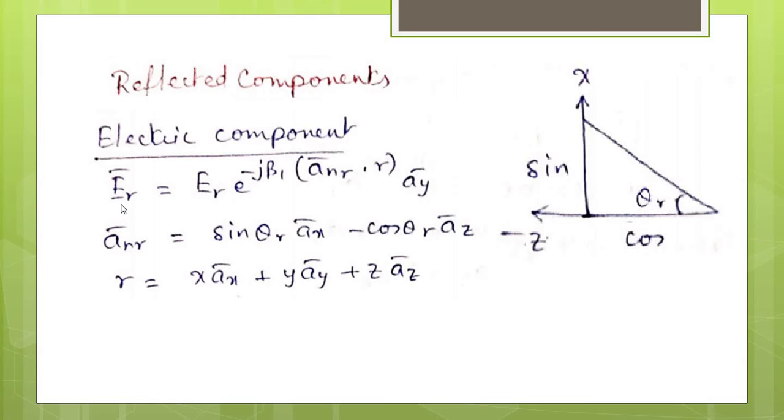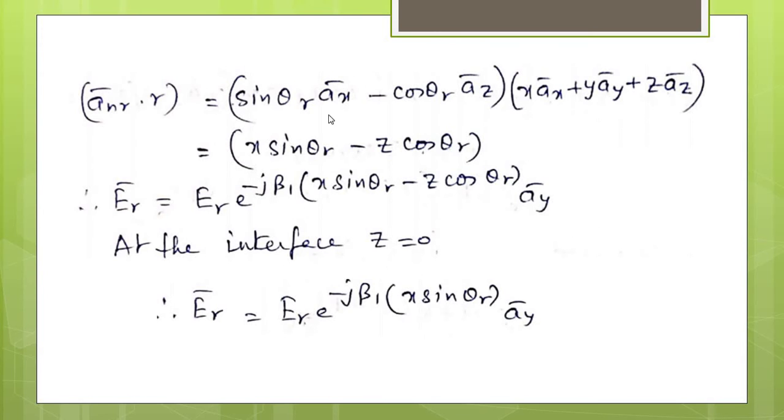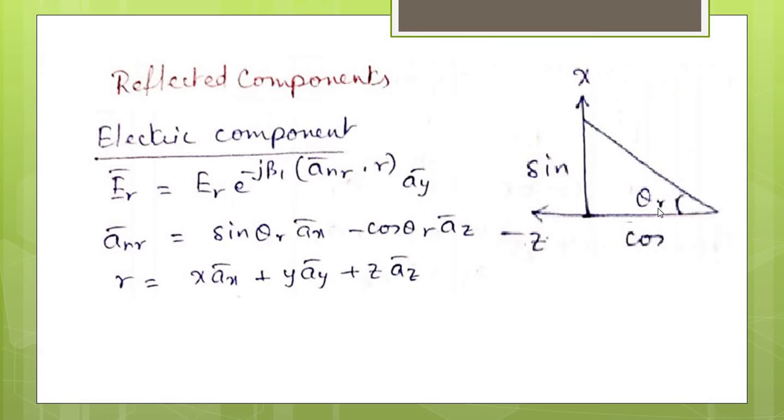Now the electric component of E_r. E_r is E_r e power minus j beta_1 a_N_r dot r into a_y. a_N_r is equal to sin theta_r a_x minus cos theta_r a_z. r is the same, x a_x plus y a_y plus z a_z. So a_N_r is sin theta_r into a_x minus cos theta_r into a_z, dot x a_x plus y a_y plus z a_z. So here we get a negative sign. Why? Because the angle of reflection is going in the opposite direction, that is in the negative z axis direction. So here we get a negative term.